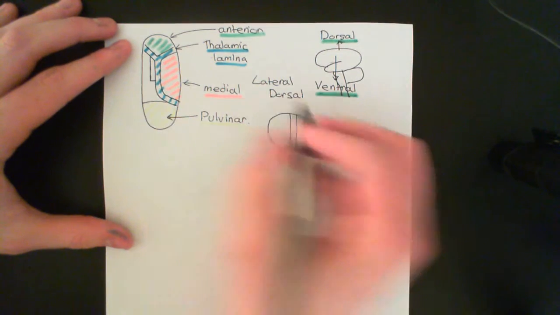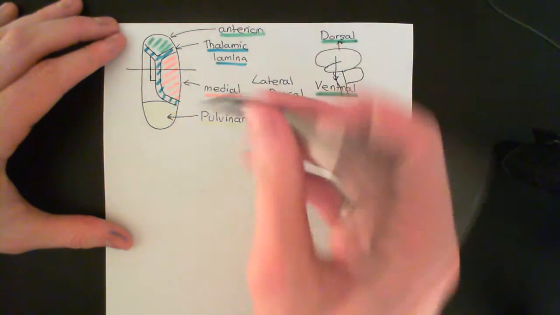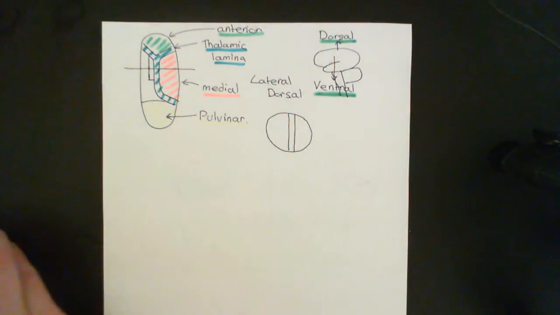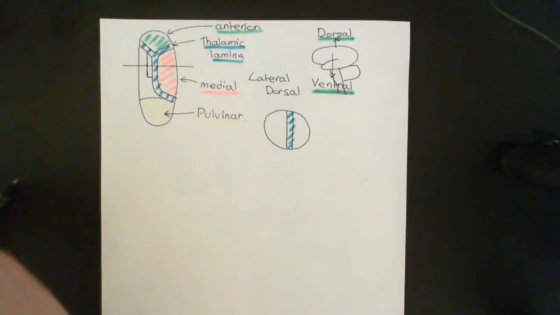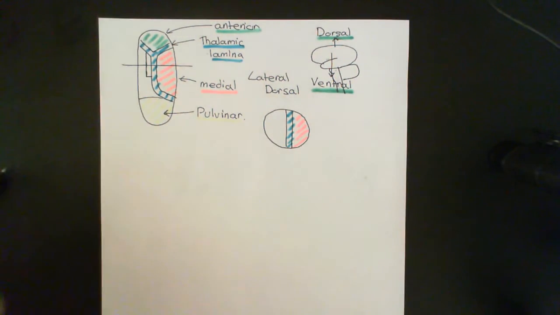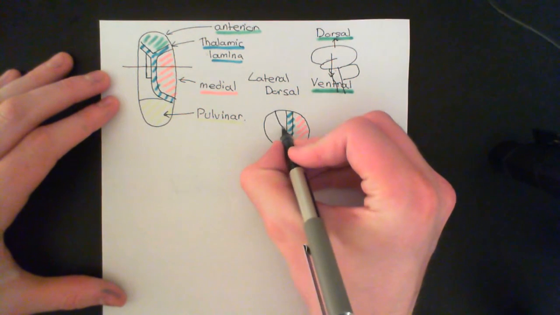is the thalamic lamina. So I've taken a cross-section through there, and it's not a transverse cross-section, it's a coronal cross-section. So I've chopped through the thalamus here. Here is the thalamic lamina, here in blue. Here is the medial thalamic nucleus, here in red. And the lateral dorsal thalamic nucleus would look kind of like this.